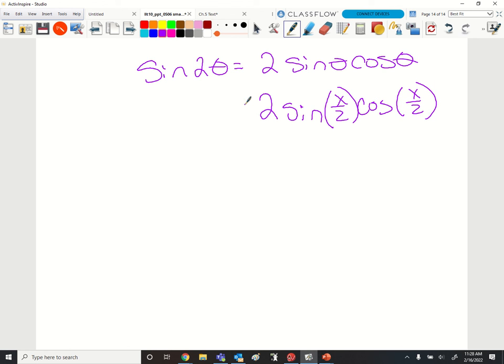Now, what am I going to do with this? Since this now matches what I had on my previous page, I'm going this way. I'm going towards this. I'm going towards that.